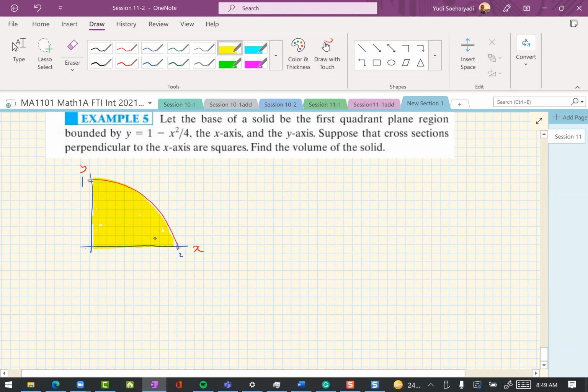Suppose the cross section is perpendicular to the x-axis. So that means you have nothing this way. The cross section is a square. Okay, so the object should look like, if you cut this out, oh, sorry, this is a square. Find the volume of the solid. All right, so that means we partition the y-axis up here. That's the sample, and the object would be a square like this. So partition the y-axis between 0 and 1.